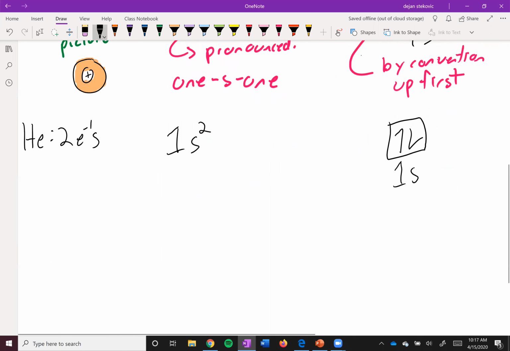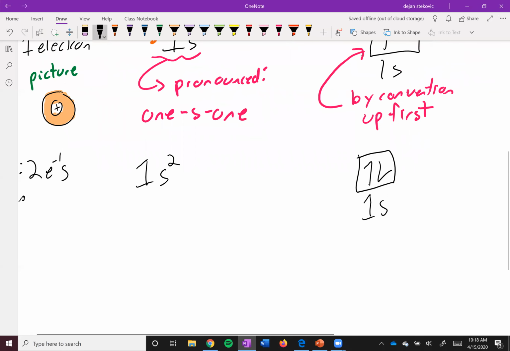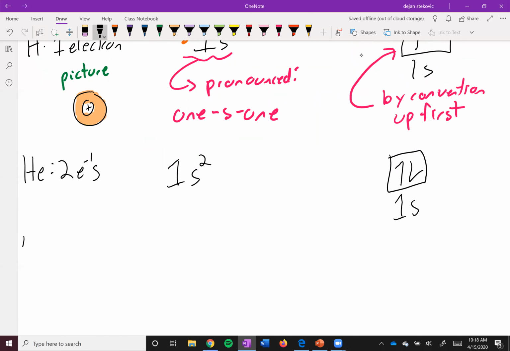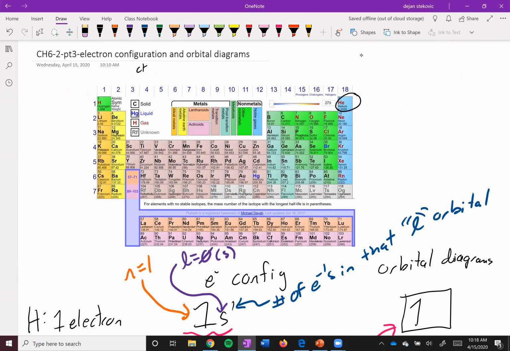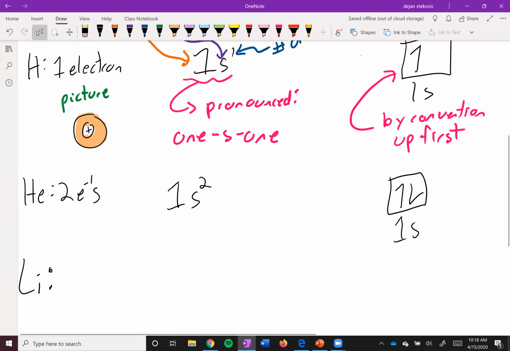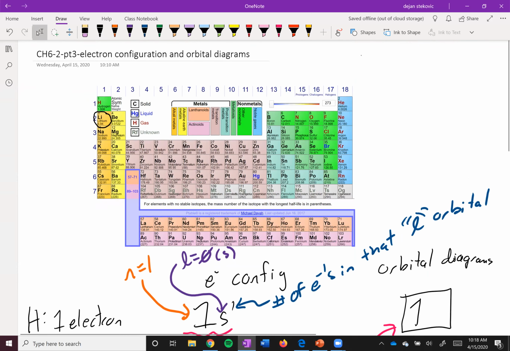Let's keep going element by element. Now we're at lithium. If you think about where lithium is, it's right over here. It's got 3 electrons. We're going to read this like a book, left to right, line by line. So this would be 1s1, 1s2.